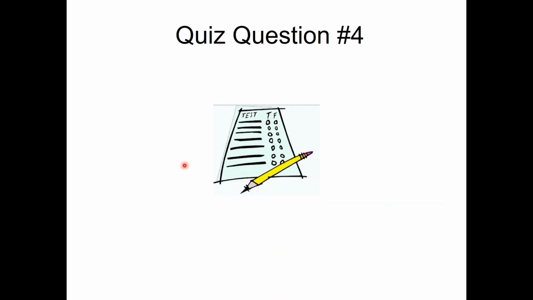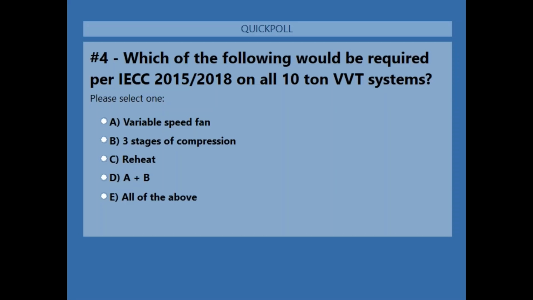and you don't have to worry about these rules. All right, let's get these last 2 quiz questions right now so we can wrap you guys up. Which of the following would be required per IECC 2015 and 2018 on all 10-ton VAV systems? Variable speed fan control, 3 stages of compression, reheat, both variable speed and 3-stage, or all 3 of those things. On all 10-ton systems with VVT, which of those do you have to do? This will be the hardest question of the day. It's not that hard, but it's the hardest one.